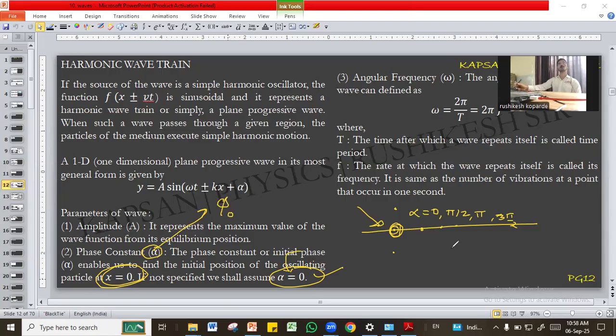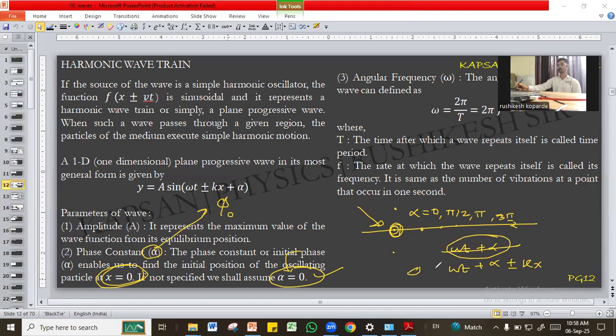What is the phase of oscillation? Omega t plus alpha. But we are not having oscillation, we are having a wave. So omega t plus alpha plus or minus kx. If you use plus kx, the wave is traveling in negative x. And if you use minus kx, the wave is traveling in positive x.